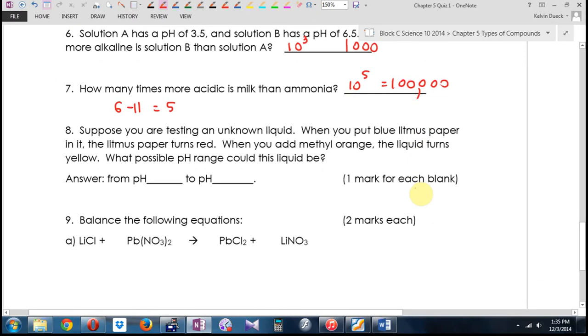Suppose you are testing an unknown liquid, a little CSI. When you put blue litmus paper in it, the paper turns red. So I already know it's got to be less than 7. It's acid. When you add methyl orange, the liquid turns yellow. Okay, I got to look at this. Methyl orange goes yellow at around pH, I'm going to say somewhere between 4 and 7. If you said 3.5 to 7, if you said 3.5 to 6.5, but definitely it can't be bigger than 7, and I don't think it's less than 3. Is that right? One mark for each blank.